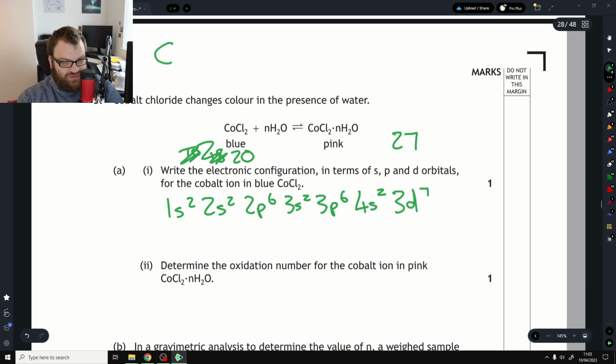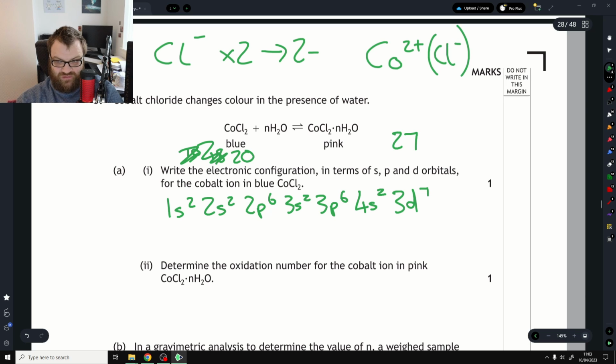However, we have joined it on to 2 chlorines. Chlorine would gain 1 electron. It would be Cl negative. We've got 2 of them, meaning we've got a total negative charge of 2 negative. Our cobalt then has to be 2 plus, and that way the charges will balance out. We have 2 of our Cl minuses.